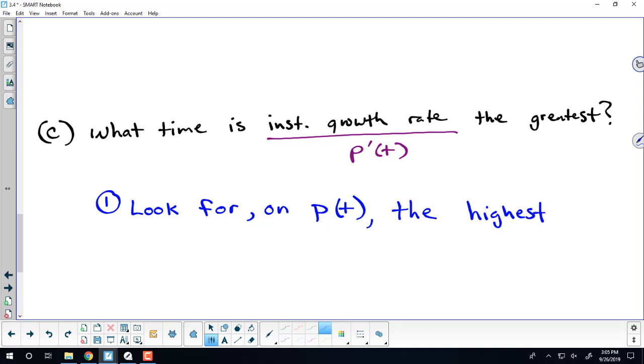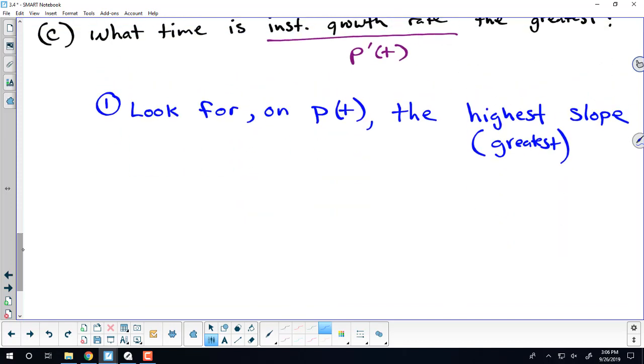Or if you want to think of it as steepest, that's fine. Highest, greatest, whatever. So again, on the population function, you put your pencil on there and say, well, at what time is the slope of that the greatest? Is it here? It's definitely not here. Could be here, could be here, right? So this is just an approximation, the best we can do with just looking at it, right? So that would be an approach that wouldn't give you a very accurate result.